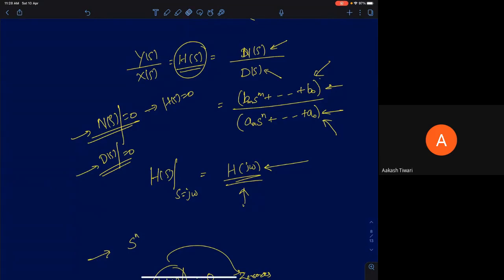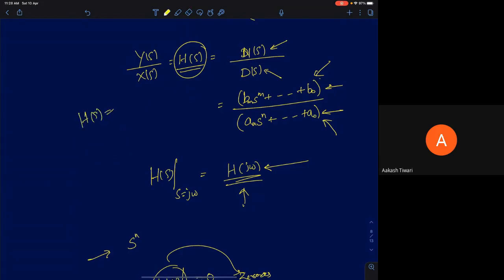But to generalize, I might simply not talk in terms of N(s) and D(s) and simply say, if H(s) becomes equal to 0, then the roots of H(s) which satisfy this condition are called zeros. They are called the zeros of the transfer function.